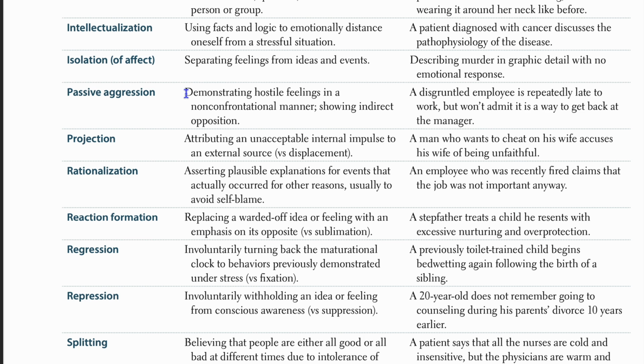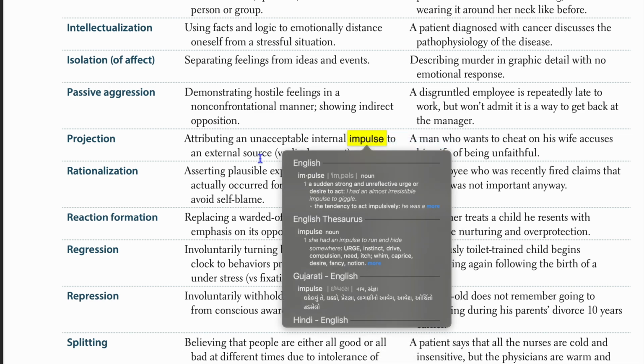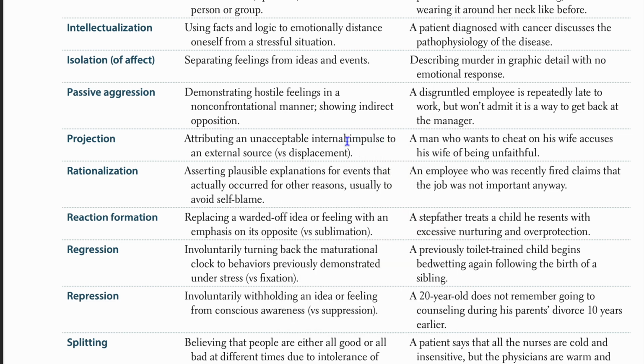Projection. A man who wants to cheat on his wife accuses his wife of being unfaithful. It's attributing an unacceptable internal impulse to an external source. Right? So this is not a feeling, it's an impulse. It's something they want to do. If you don't know, an impulse is a sudden, strong, unreflected urge or desire to act. So it's an urge to do something. Okay. So that's the main thing.